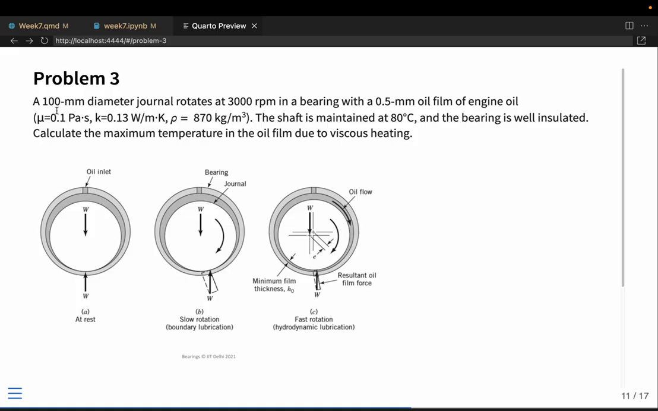Here, let's say the diameter is 100 mm and the thickness of the oil film is 0.5 mm. If you take the ratio of this to the diameter, it is very small, like 1 by 200 or something. Because it is very small, you can assume it to be almost like a plane fluid flow.